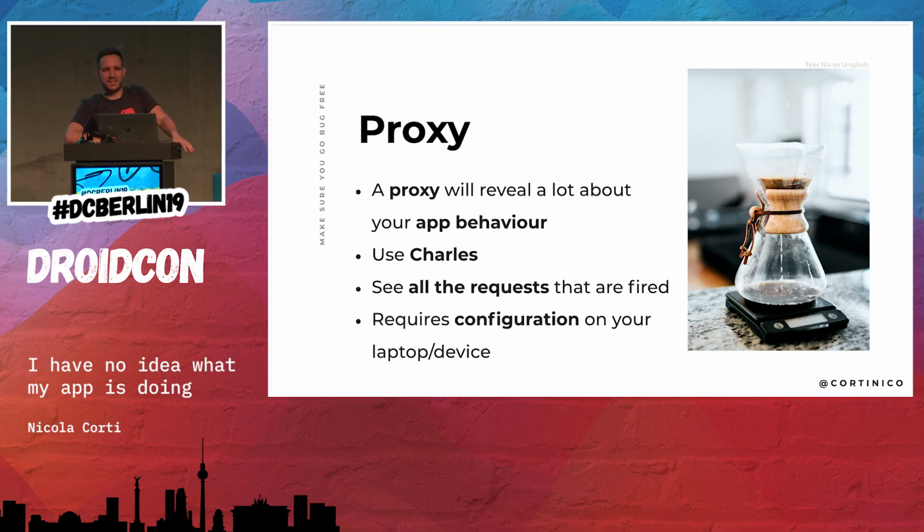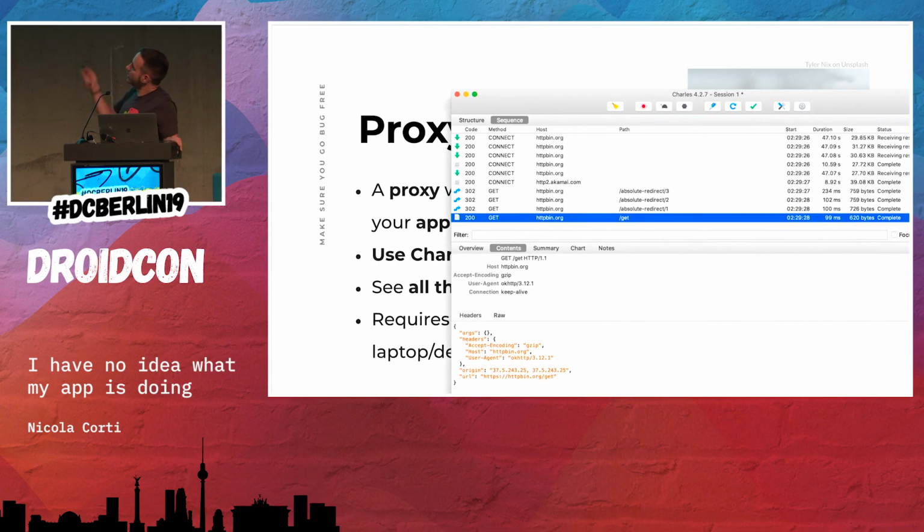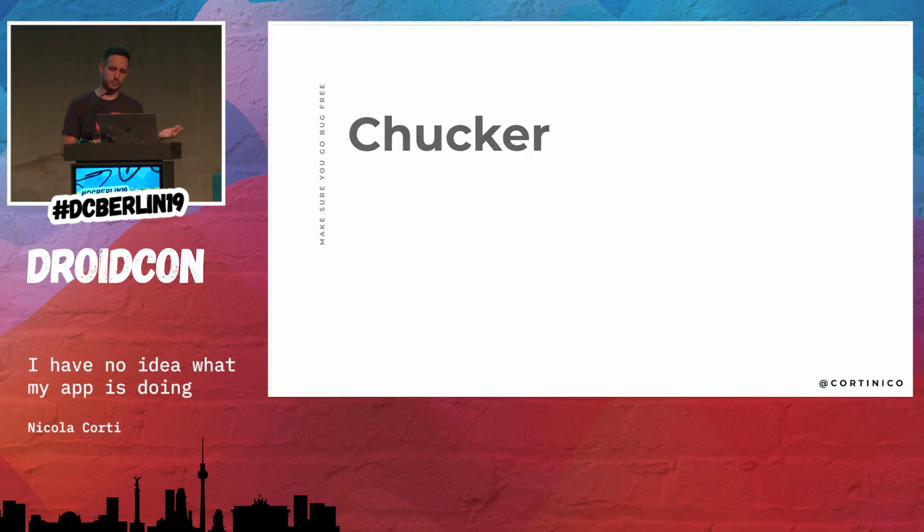Unfortunately, it's not really easy to configure. I mean, it requires some configuration on the emulator and on your computer. And it will look something like this. You will have all the requests that your application fired, and you can inspect the body and see how the communication between your app and the backend is happening. If you don't want to pay for Charles, especially if a backend engineer needs to use that and doesn't want to set up Charles on their computer, you can use another tool.